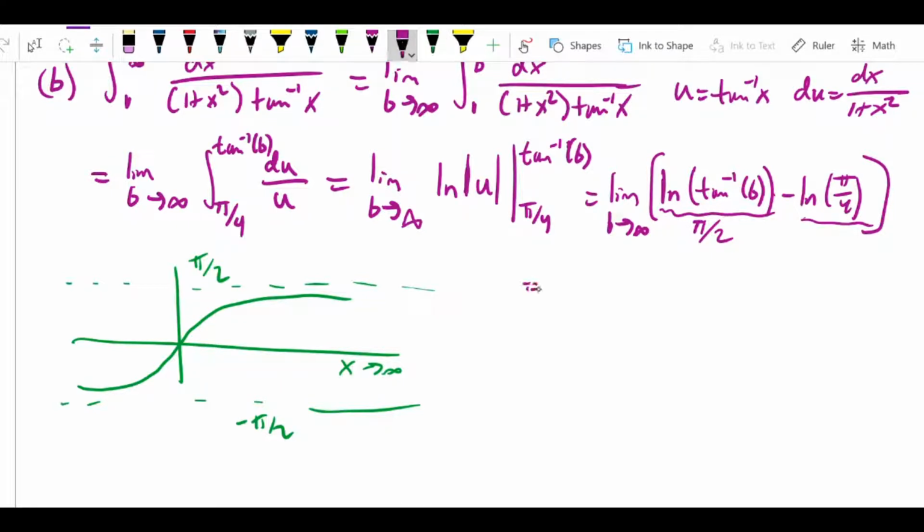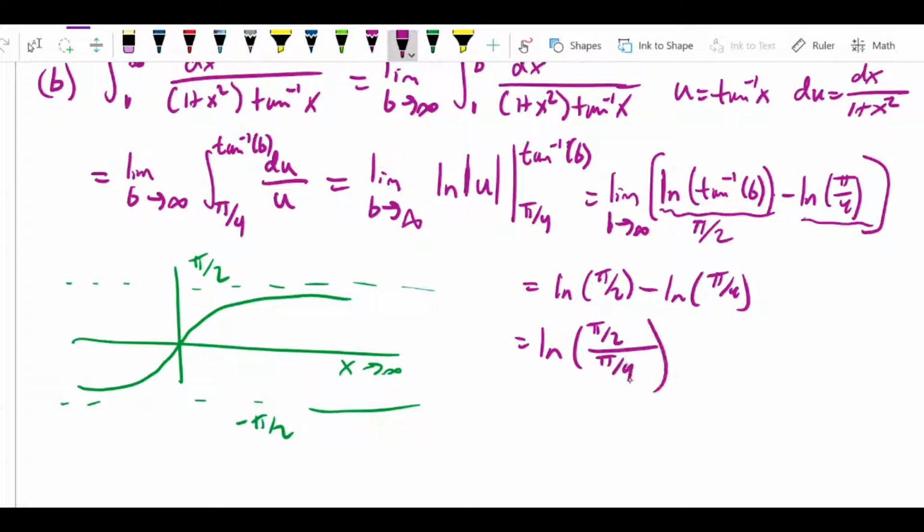So this is going to equal ln of pi over 2 minus ln of pi over 4. Using some log rules, that gives us pi over 2 over pi over 4, and pi over 2 divided by pi over 4 is just 2, so the answer is ln 2.